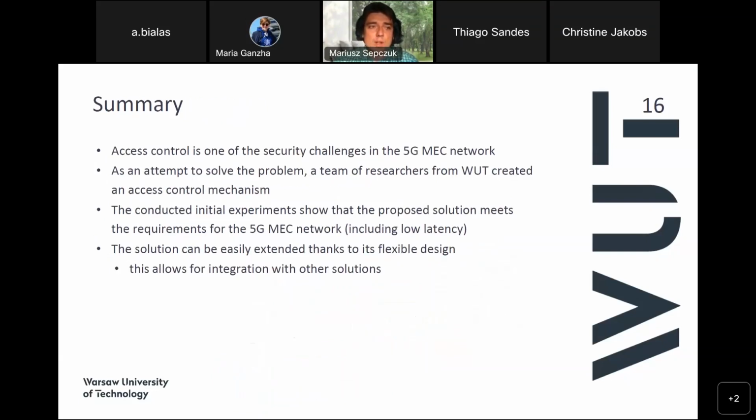Okay, to sum up, access control is one of the security challenges in the 5G network, and as an attempt to solve the problem, a team from Warsaw University of Technology created an example of an access control mechanism, and the conducted initial experiments show that the proposed solution meets the requirements of the 5G MEC network, especially in the area of low latency. The solution can be easily extended thanks to its flexible design, and especially it allows integration with other solutions, again in the context of our Taiwanese colleagues' approach.